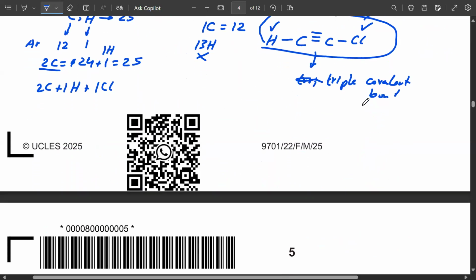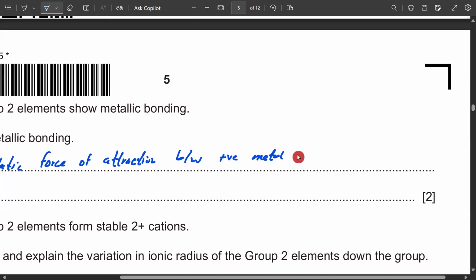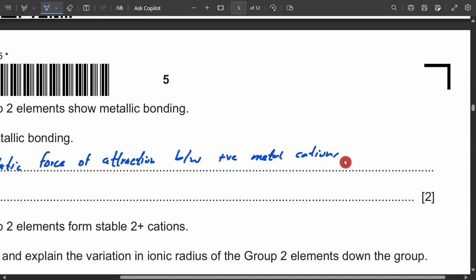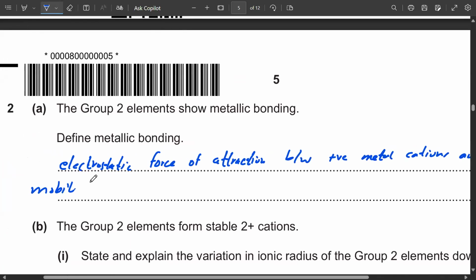Now, next question. Question number 2. The group 2 elements show metallic bonding. Define metallic bonding. Now, that's a simple question. Metallic bonding, as you know, is the electrostatic force of attraction between positive metal cations and mobile or delocalized electrons.